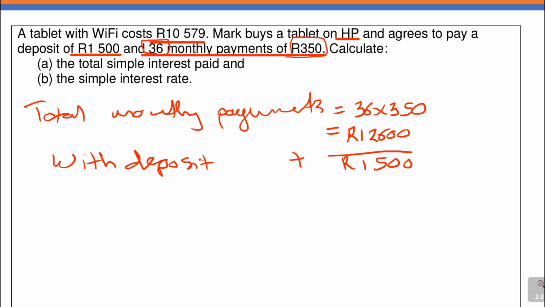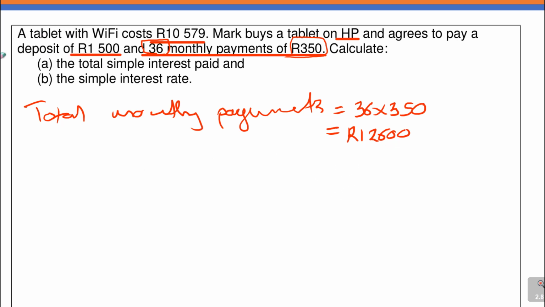Okay, let me first not put the deposit. Let's leave the deposit for now. So this is the money he paid, 36 months of 350. This is the total money paid, and this is the money that came from the money he borrowed, remember. So the total simple interest paid, what was he supposed to pay?